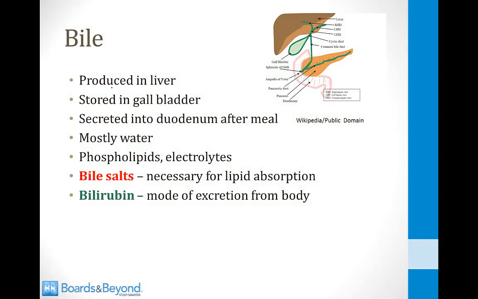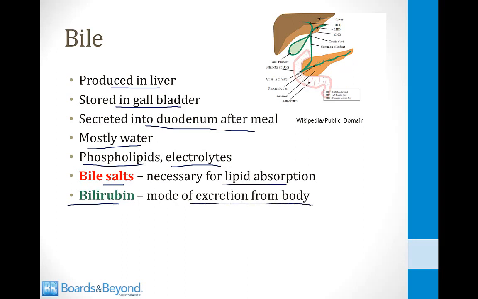A substance that is produced in the liver and then stored in the gallbladder, and after a meal it is secreted into the duodenum to help us absorb fats. It's made up mostly of water, but it also contains some phospholipids and electrolytes. And from a physiology point of view, the two most important components of bile are the bile salts, which help to absorb lipids, and bilirubin, and that's because bile is the main mechanism by which bilirubin is excreted from the body. I'll talk about bilirubin in a separate module.